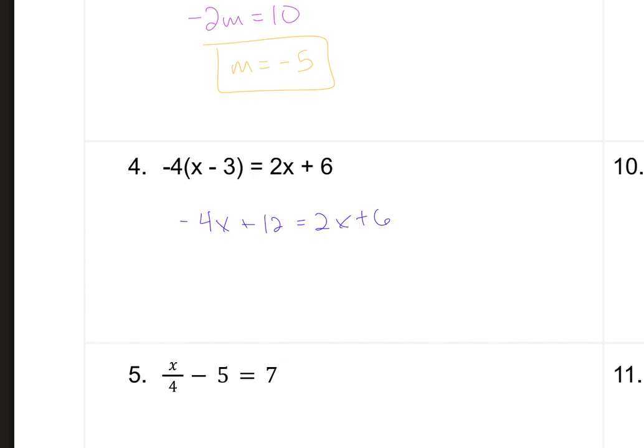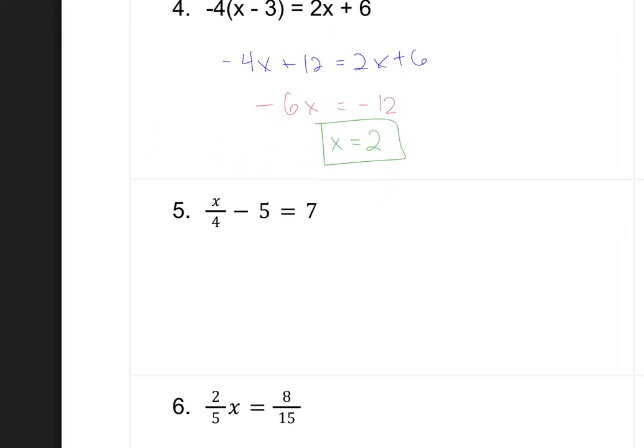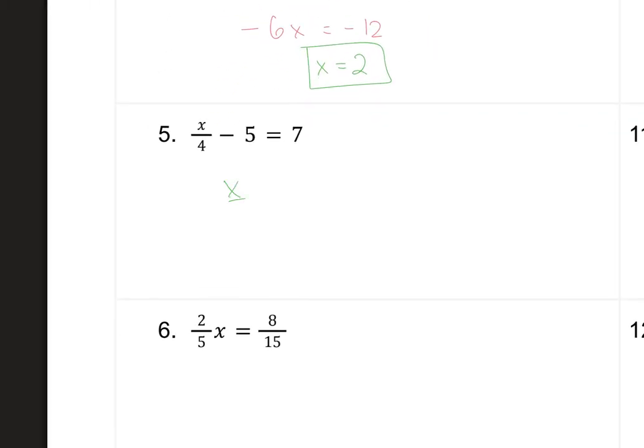I'm going to do two things at once here. I'm going to subtract 2x. I'm going to subtract 12. I'm going to add 5. I'm going to multiply by 4.